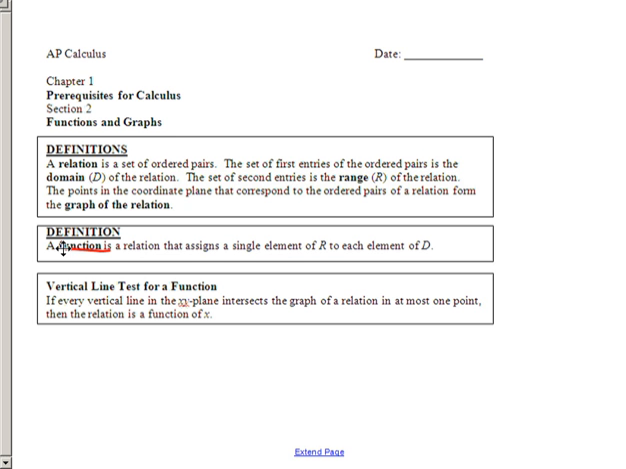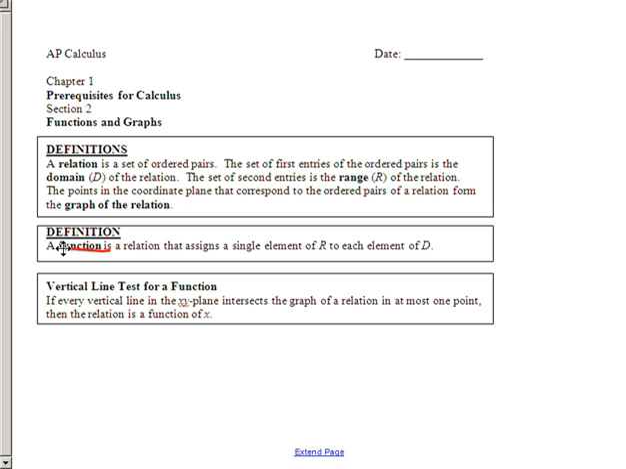A nice way to test it if you're given the picture is to use the vertical line test for a function. If every vertical line in the xy plane intersects the graph of a relation in at most one point, then the relation is a function of x. So if you think of something like an ellipse or a circle, if you draw a vertical line, you would cut that graph in two places, all except for on the ends.